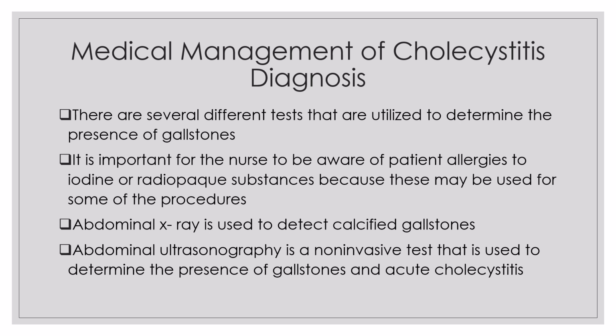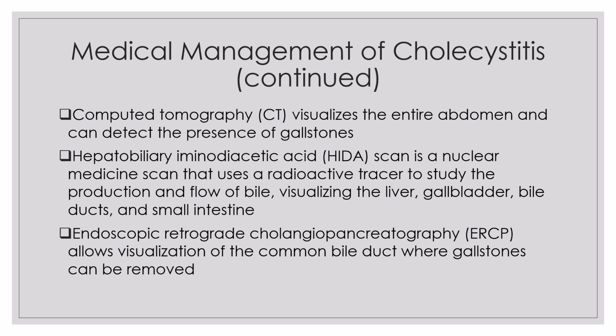Abdominal X-ray is used to detect calcified gallstones. Abdominal ultrasound is a non-invasive test that is used to determine the presence of gallstones and acute cholecystitis. CT scans will visualize the entire abdomen and can detect the presence of gallstones.